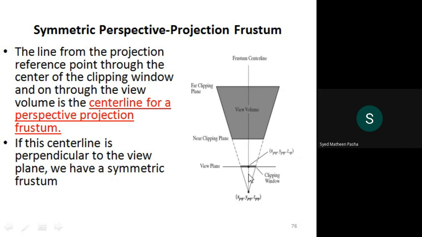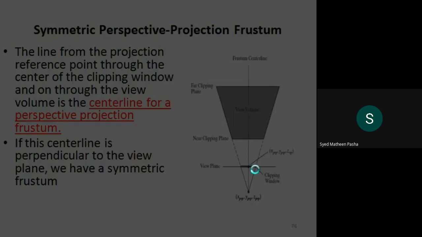Whatever line is drawn with the help of the frustum center line, if this particular line is perpendicular to the view plane, what is the view plane? This clipping window is the view plane. I can see this is perpendicular to the view plane. So at this stage, I can tell this is a symmetric frustum happening here.